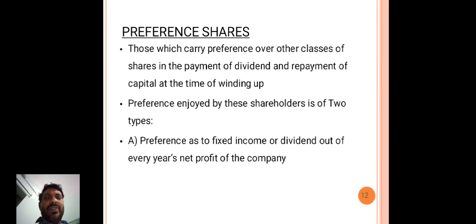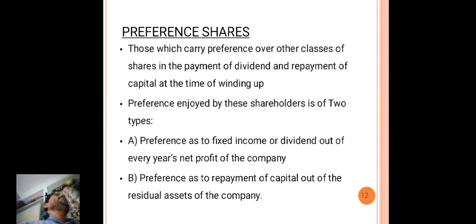The next one is preference shares. Here the name itself is saying preference, means somewhat preference is there to the preference shareholders compared to other shareholders, that is equity shareholders or deferred shareholders. So the word we have to understand is preference. Preference is nothing but priority, giving priority.